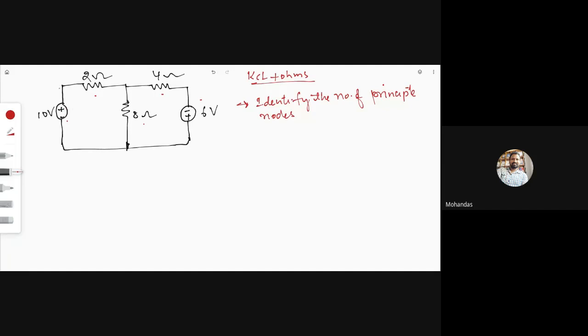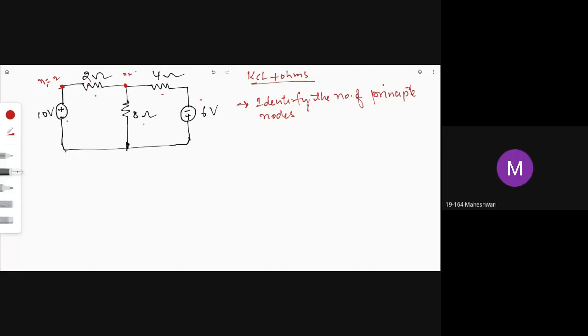Suppose you take this 10 volts branch and 2 ohm branch connected here. How many branches are connected here? Please respond. Two, sir. Yeah, so the number of branches connected at this node N1 is 2. Now, at this particular node N2, how many branches are connected here?